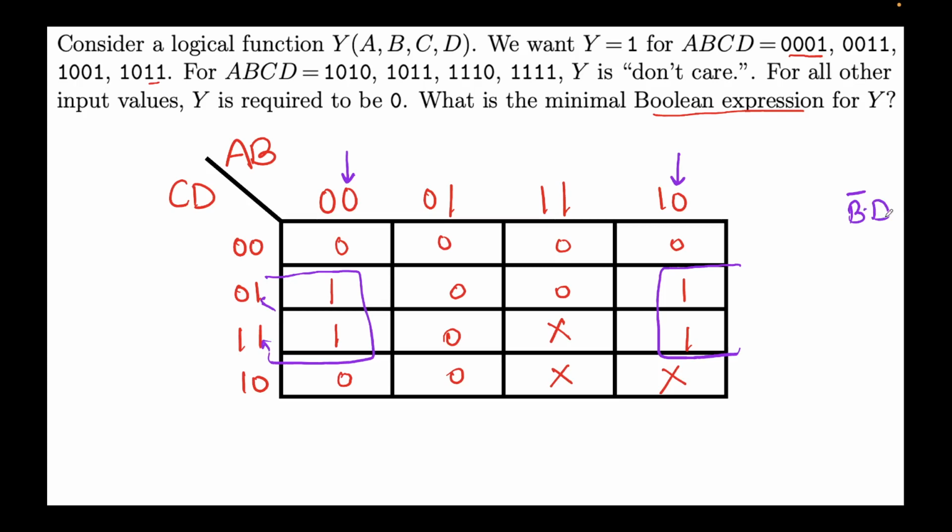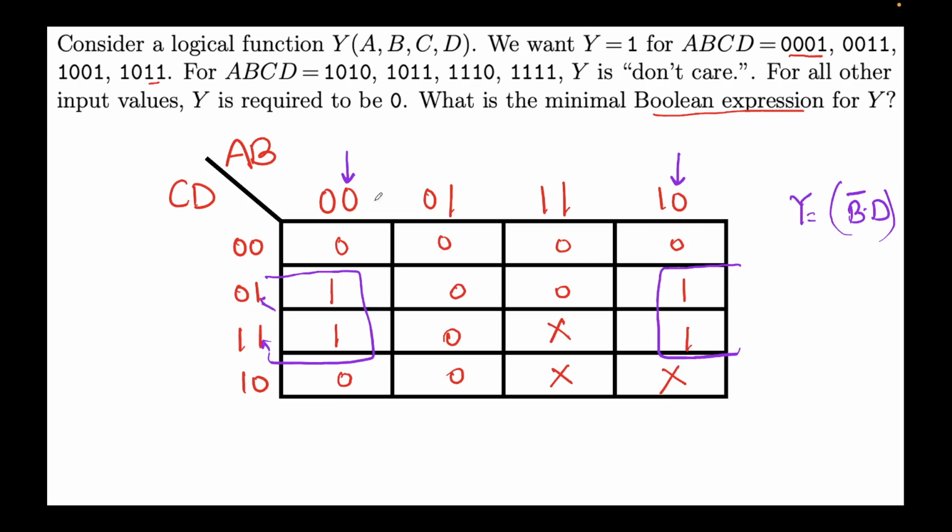Why did you not negate D? Because D is already 1. So if you see B bar D, Y equal to B bar D, we'll populate this. Let's just check when B is 0 and D is 1. B is 0 in this column, B is 0 in this column. And D is 0 here, so this must be 0. D is 1 here, this must be 1. D is 1 here, this must be 1. And this we don't care.